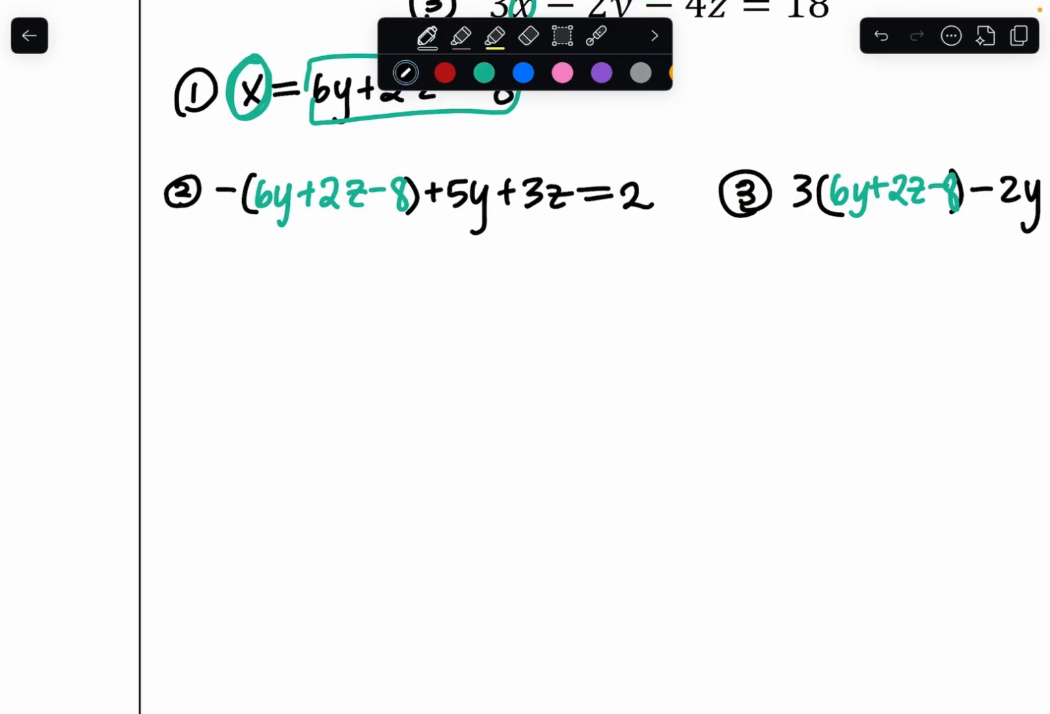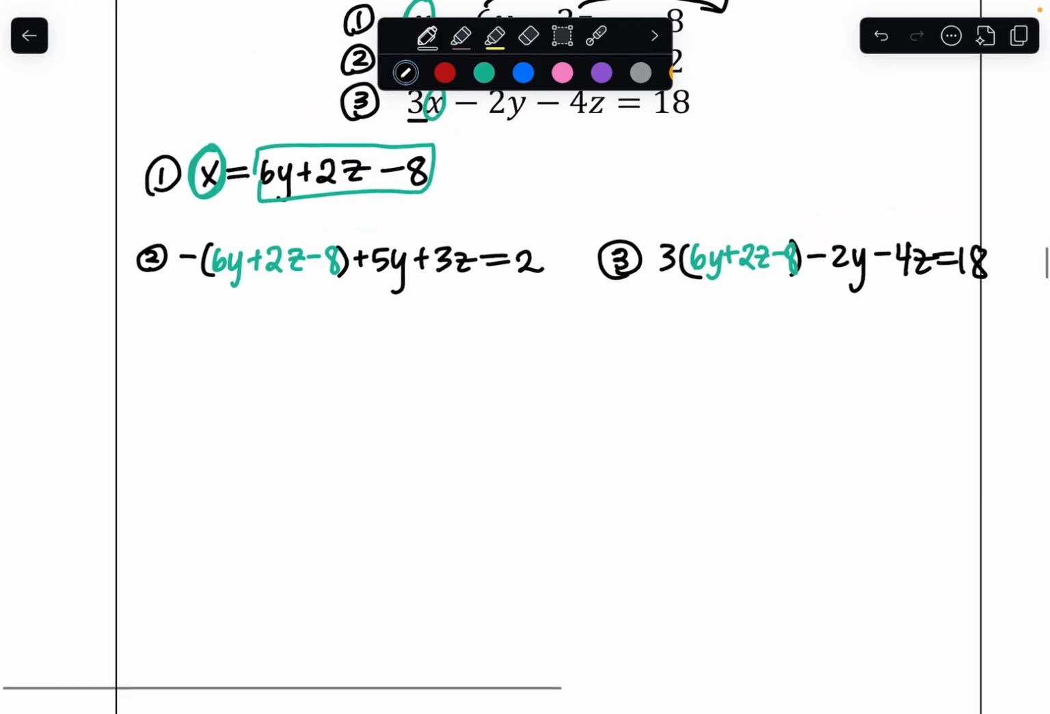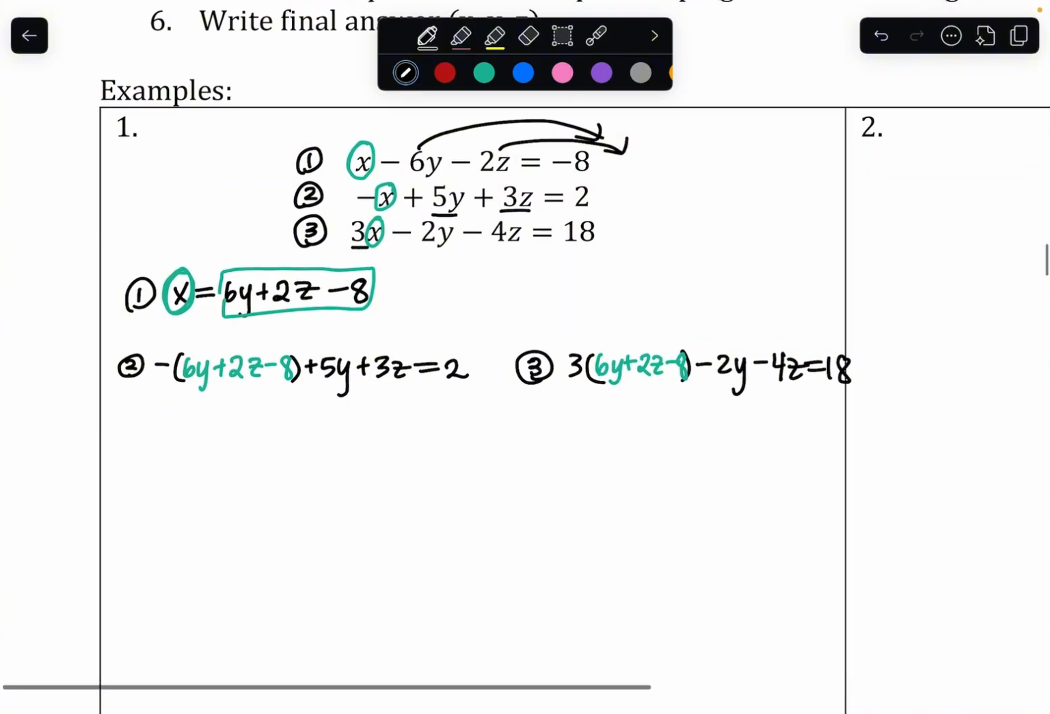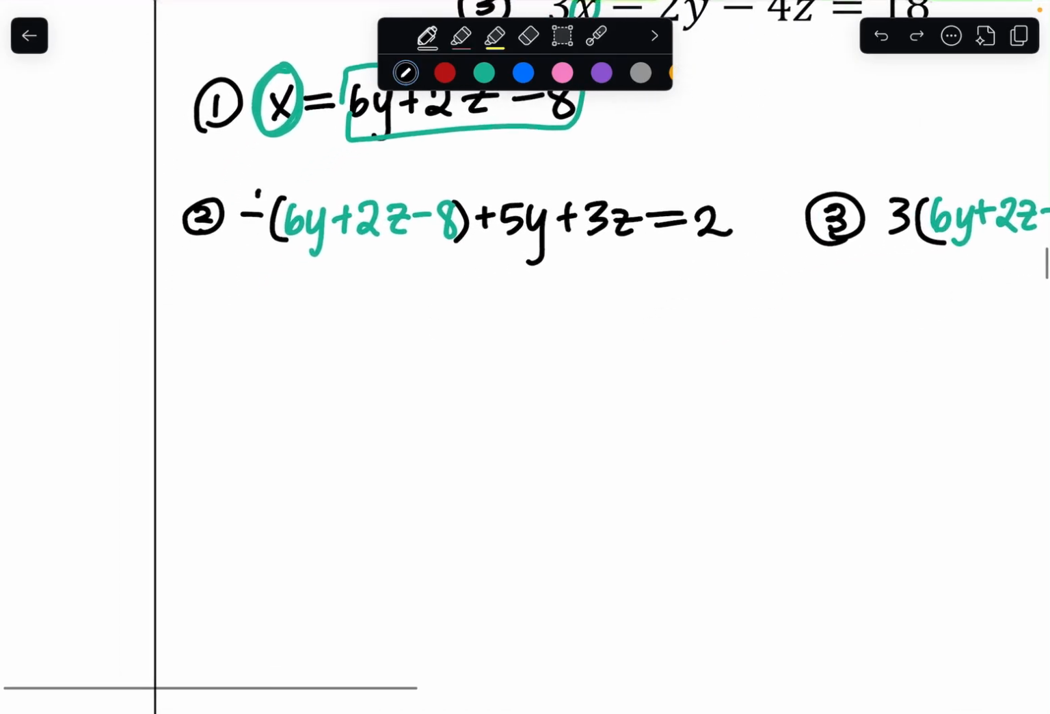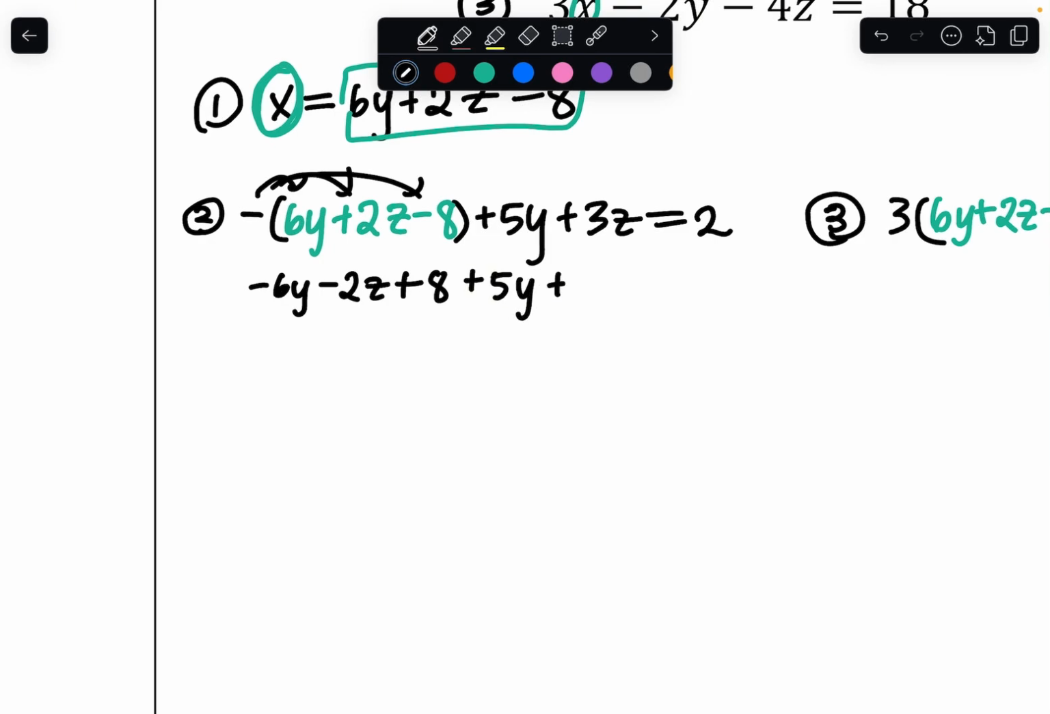And so now we need to simplify these. When you simplify these, there's still going to be two variables, and it's going to leave us with a 2x2 system, okay, with y and z only. So first step to simplify is distribute the negative, which would give me negative 6y minus 2z plus 8. Distributing a negative flips everybody's sign. Plus 5y plus 3z equals 2.